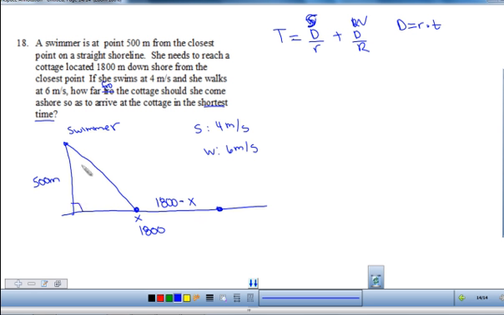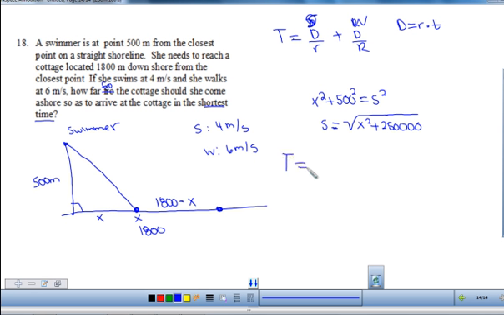Okay. We don't know how much she's going to swim, but we can find it using the Pythagorean theorem. So x squared plus 500 squared is equal to how much she wants to swim. So she's going to swim the square root of x squared plus 250,000. That is her distance.